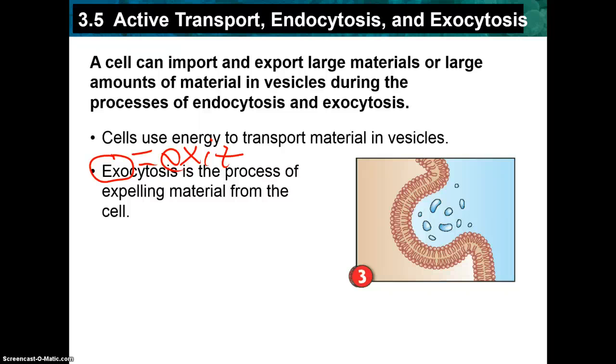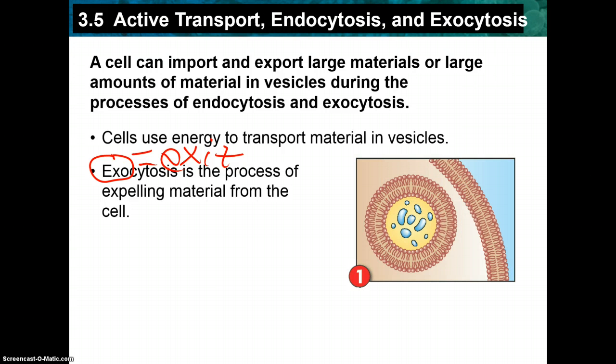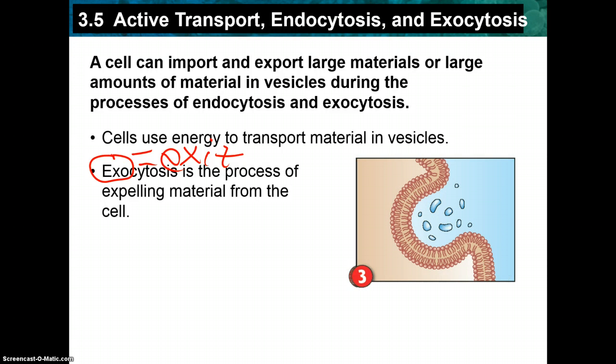Cells use energy to transport material in vesicles. That's just part of active transport. They've got to have energy to go through endocytosis and exocytosis. In the animation, the material's moving, it embeds into the membrane, and then the membrane forms on the outside and pushes it outward, like vomiting.